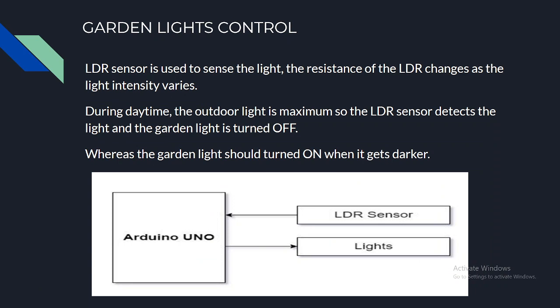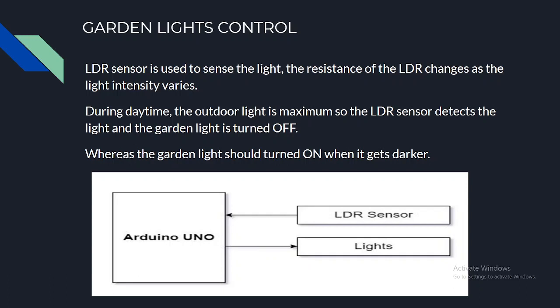For garden light control, here the block diagram shows how the garden lights will be controlled. We use an LDR sensor. The LDR sensor is used to sense the light. The resistance of the LDR changes as the light intensity varies.